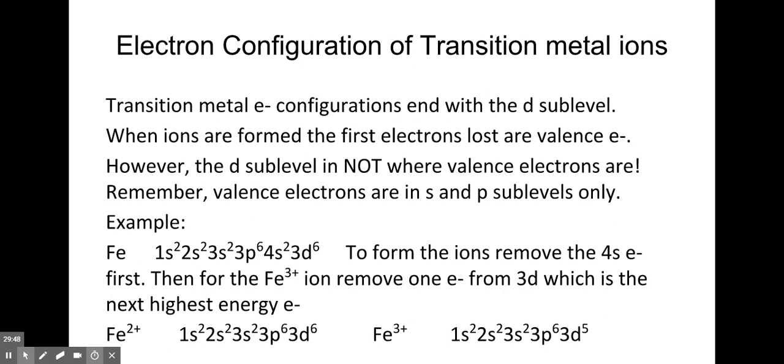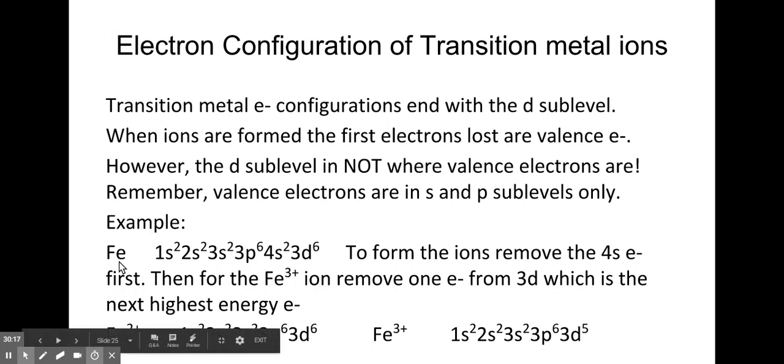They end in d sublevel electrons. So when ions are formed, we are going to be losing valence electrons, which are not going to be in the d sublevel. Instead, we're going to take our electrons off, or add them, in the s and p sublevels. So for transition metals, they're always going to form cations, so they're always going to be losing electrons.